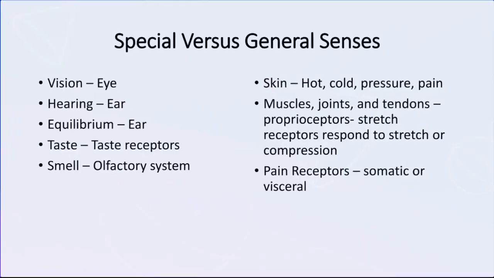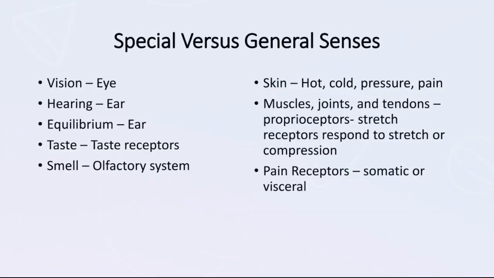For the special senses, you've got vision. The part responsible is the eye, so it's a specific organ that is responsible for that. If you look at hearing, it is the ear; equilibrium, again the ear; then taste, you've got the taste receptors on the tongue. And when you talk about smell, you've got the olfactory system, which starts with the olfactory bulb in the nose. That is how we perceive the sense of smell.